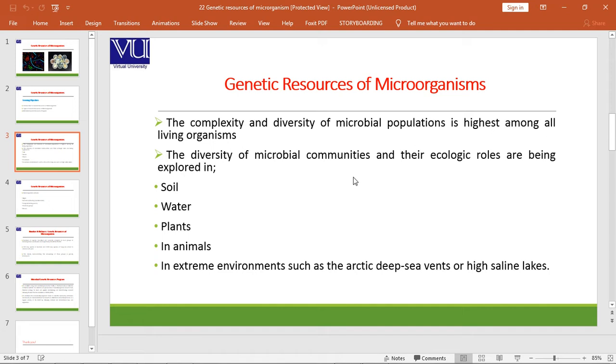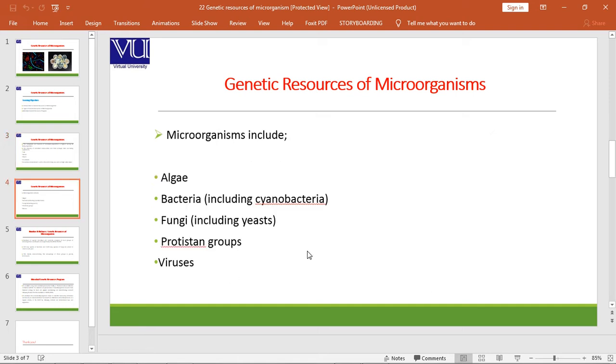The diversity of microbial communities and their ecological roles are being explored in soil, water, plants, in animals, in extreme environments such as the Arctic, deep sea vents or high saline lakes. Microorganisms include algae, bacteria including cyanobacteria, fungi including yeast, protistan groups, viruses.